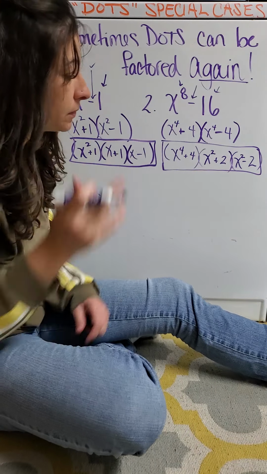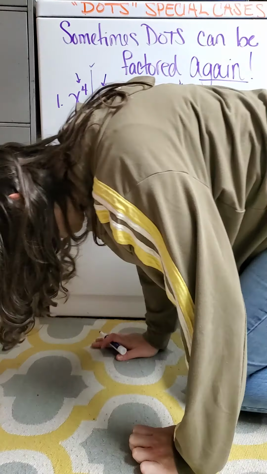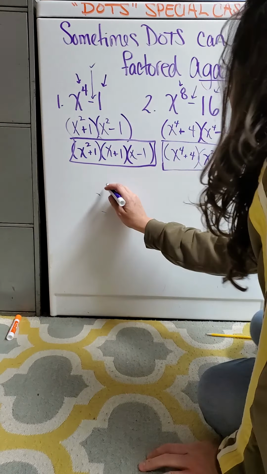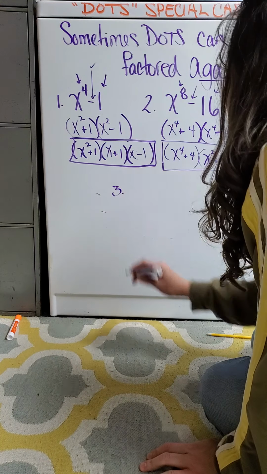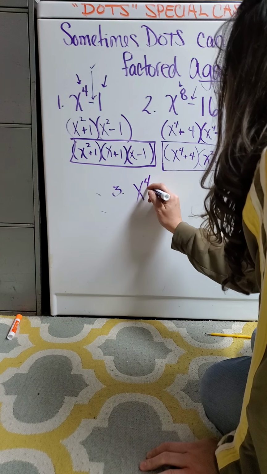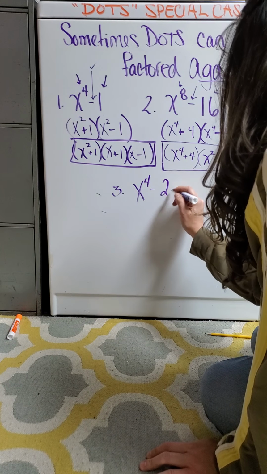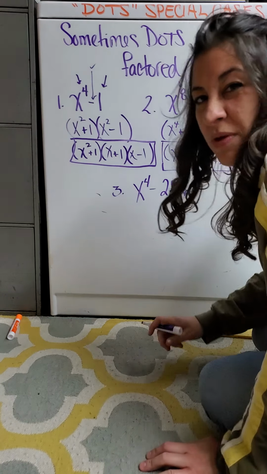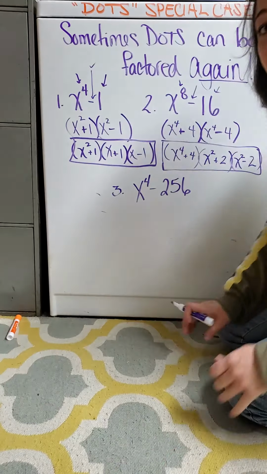Okay, I'm going to give you one more, just because I'm not done with you yet. Make it a little bit harder. So let's see, x to the 4th minus 256. Boom. Now that's a big number, okay?